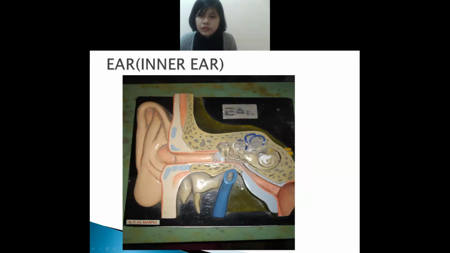Next is your ear. This is also a model made by the students. So this is the inner ear, all these parts. The malleus and other bones are also there inside it.